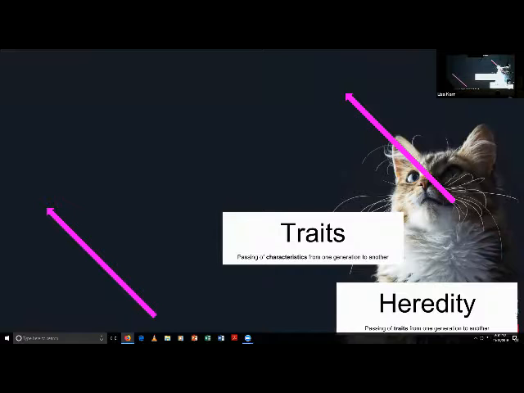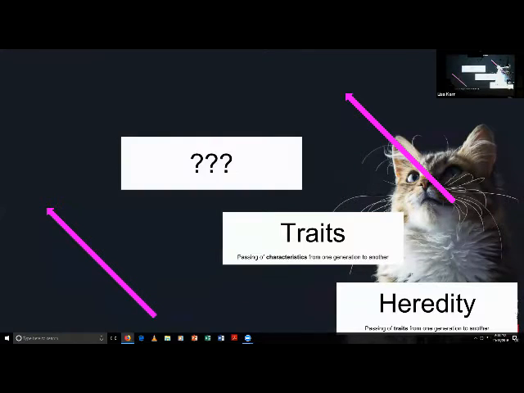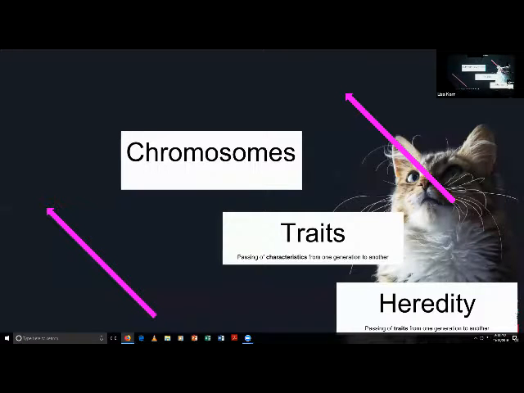So what gives rise to or controls what traits you have? Your DNA and/or... Close. You're one step ahead of me. So he briefly mentioned it, but you get one from your mom, one from your dad. They start with a C. Chromosomes. Exactly right. And they are what control the traits that you have, that control your heredity.